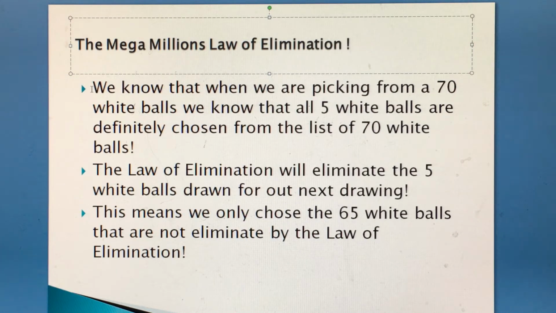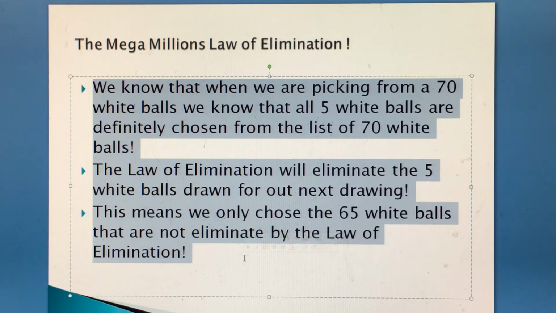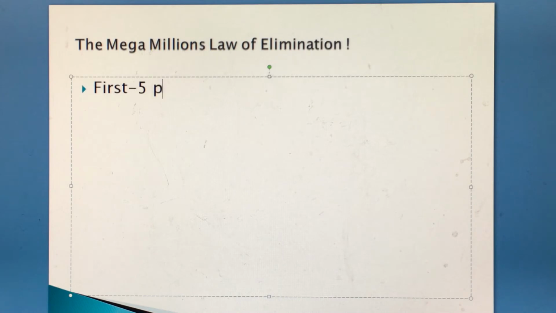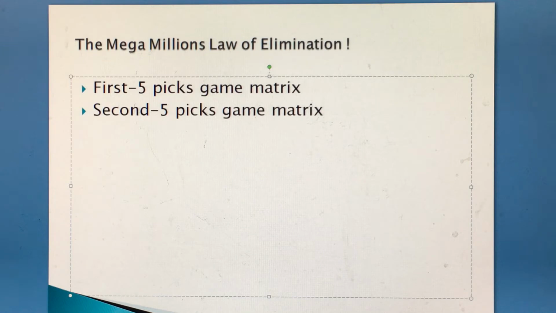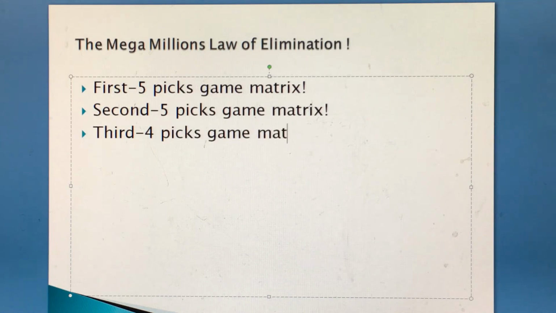Now on our first drawing, we got 5 picks from the game matrix. Second, we also got 5 picks from the game matrix after the law of elimination. And the third, we only got 4 picks from the game matrix because one was repeated. So remember, we're only picking from what's left over from the game matrix.